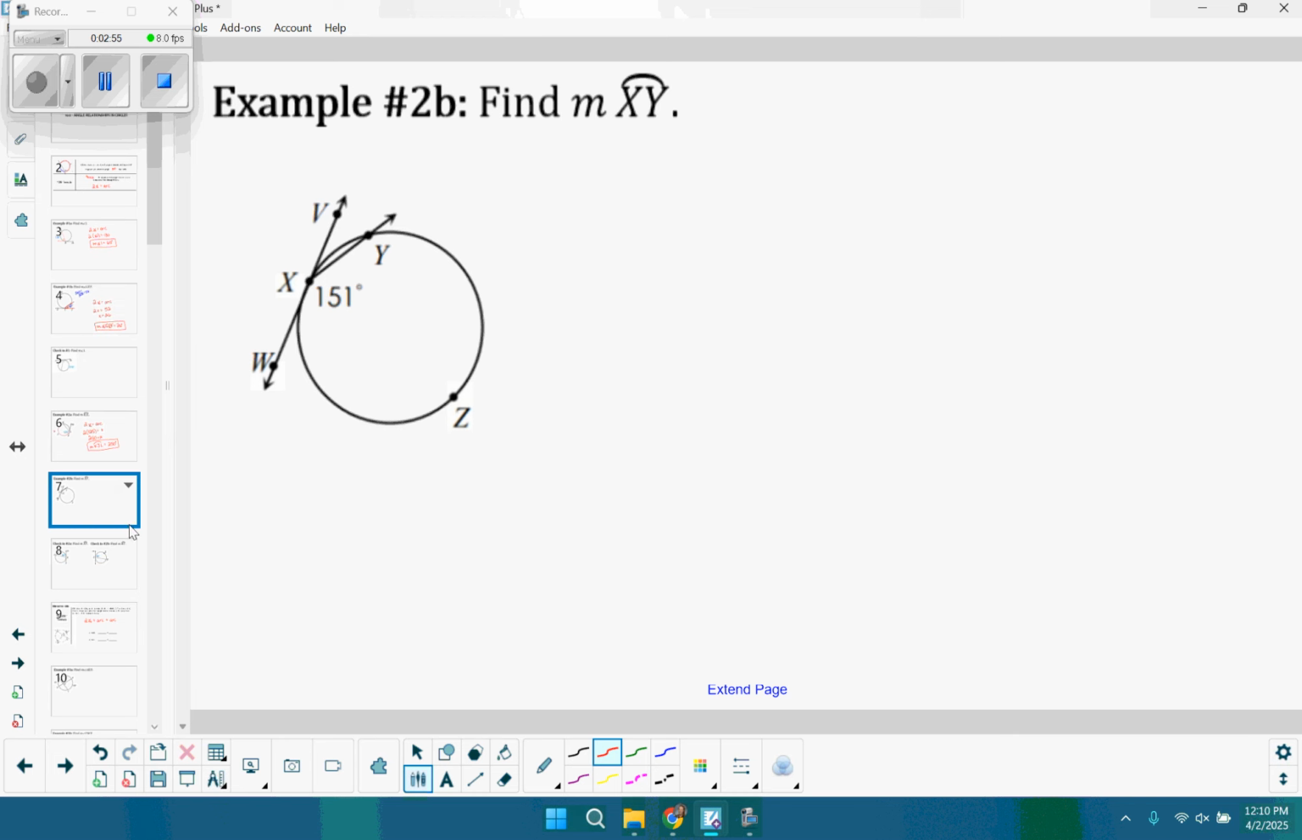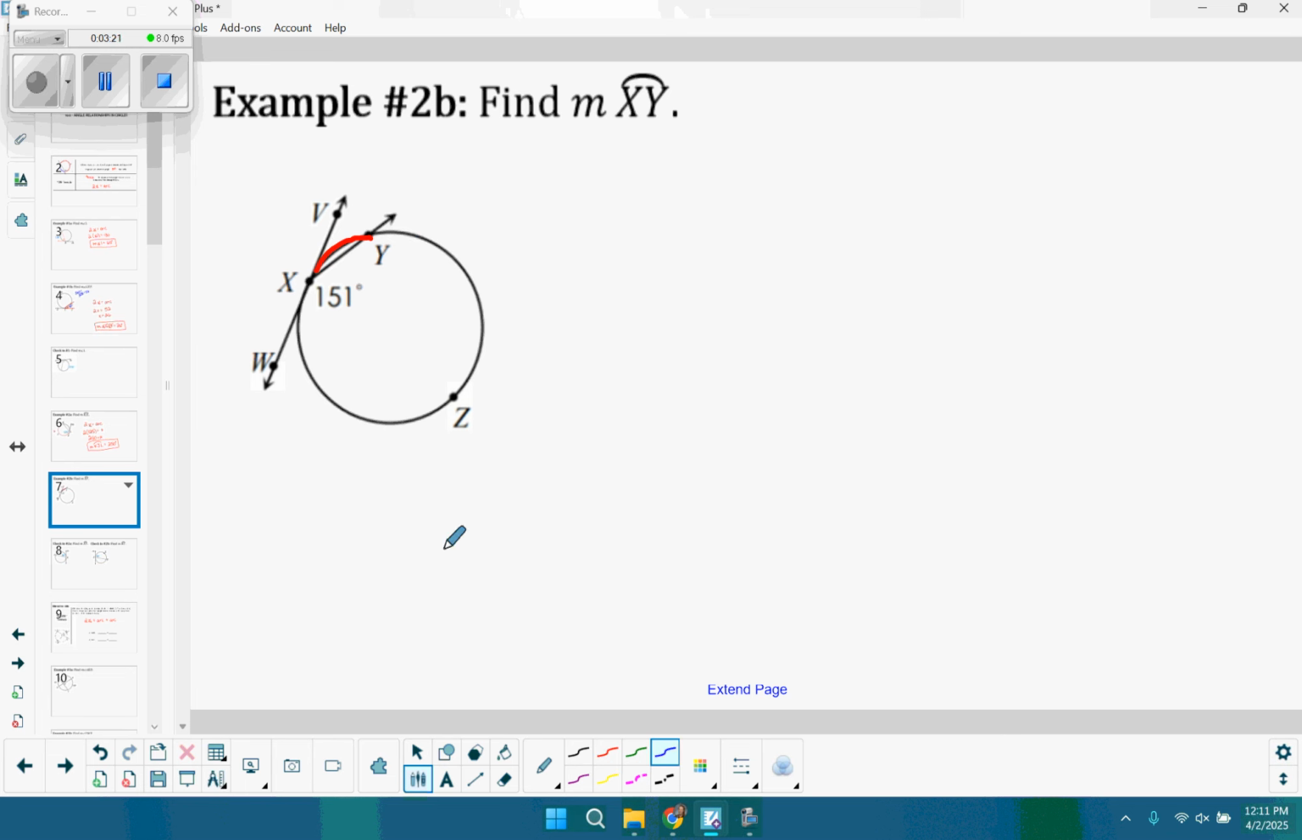For example 2B, we want arc XY. So the arc that we're looking for is on this side. We have 2 options here. We could use the angle we were given to find the larger arc and use the larger arc to find the smaller arc. Or we could use the angle that we're given to find the other angle and then use the other angle to find that arc. I'm going to find this arc first, and then I'll find that one.